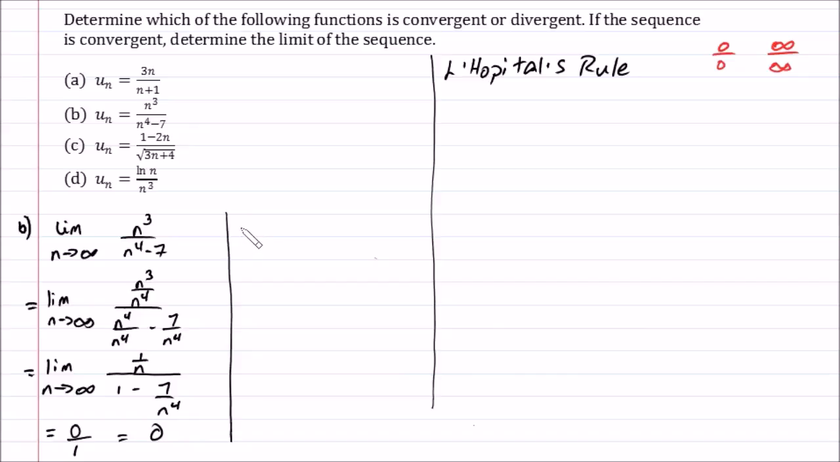And we can then conclude that un is convergent. And what does it converge to? It converges to 0.